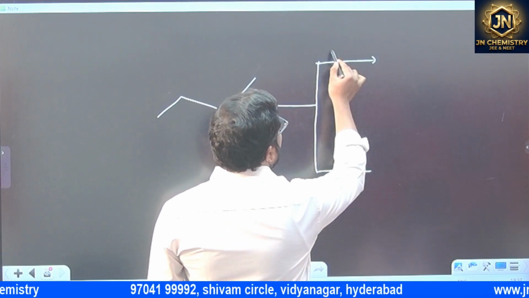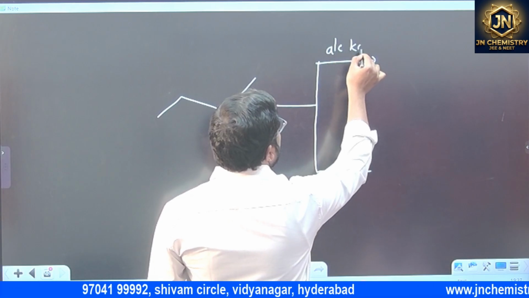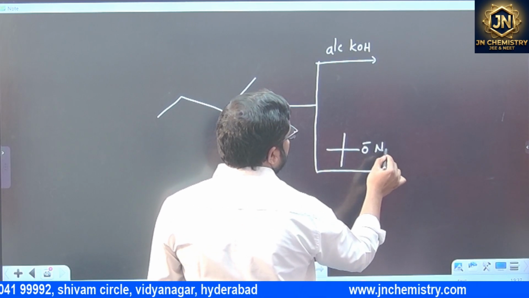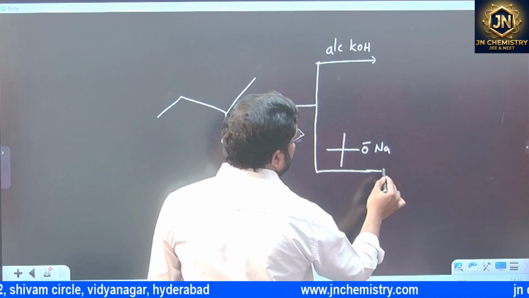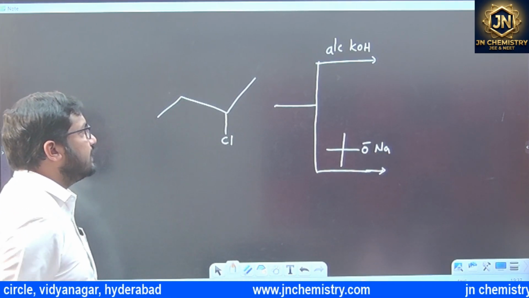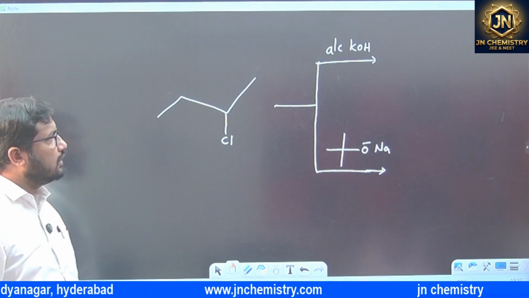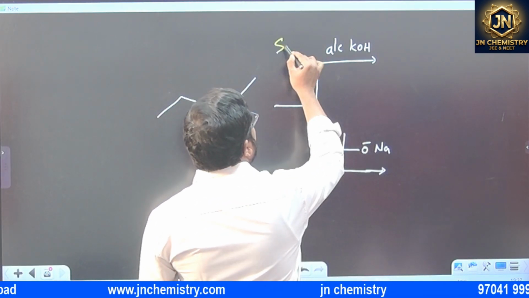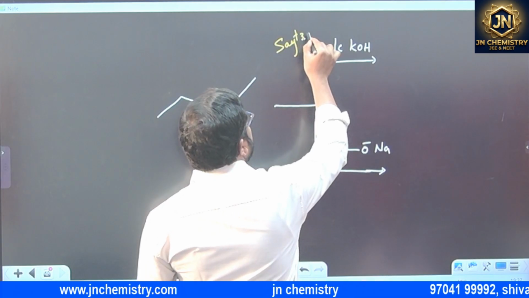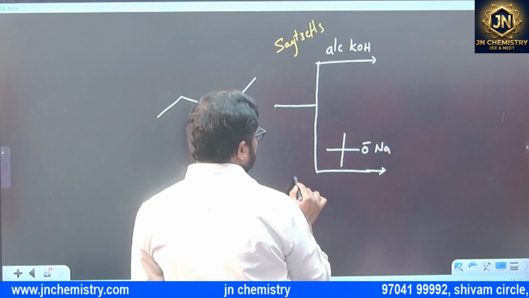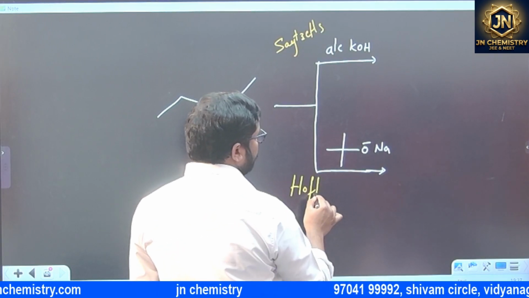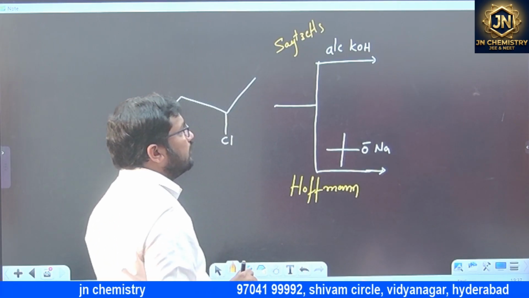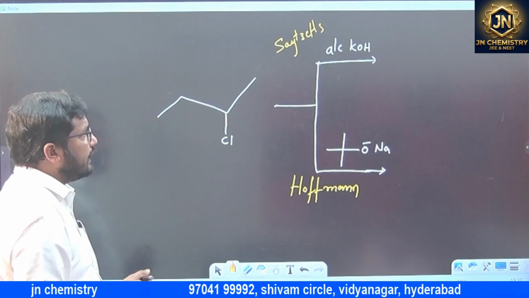Here I'm using alcoholic KOH. Here it is tertiary butoxide, O minus Na, a bulky base. With both, elimination reaction takes place. The first case gives the Saytzeff product, and the second gives the Hoffmann product.